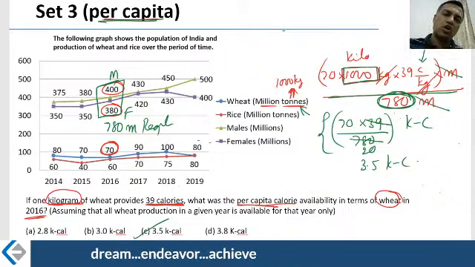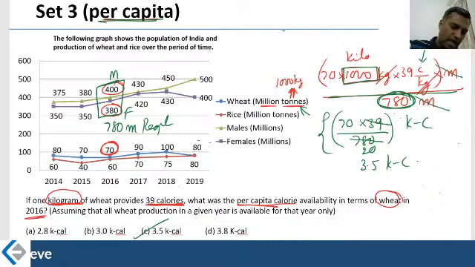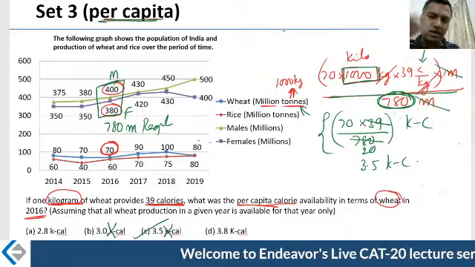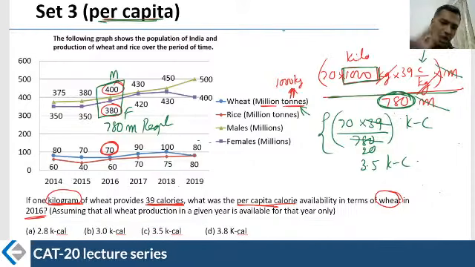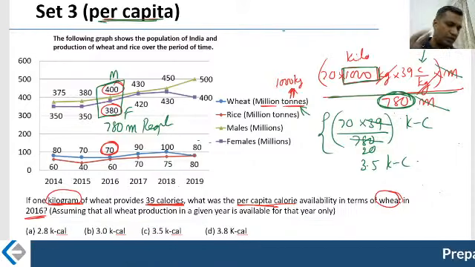Sometimes with these small units, if the word kilocalorie was not there, then the answer would have been 3500 calories per person available. Therefore, you need to be a little careful about how the units are mentioned and how the unit conversion is given in DI at times. Okay, you got this idea with this question. Good, let's go to the next question.